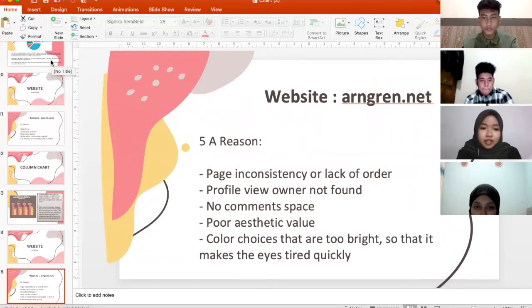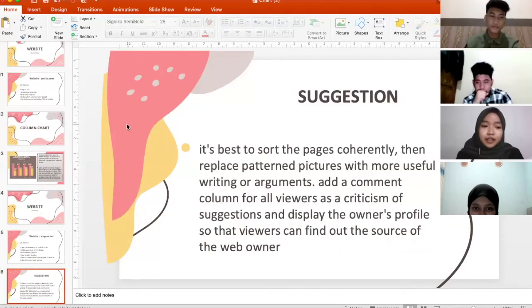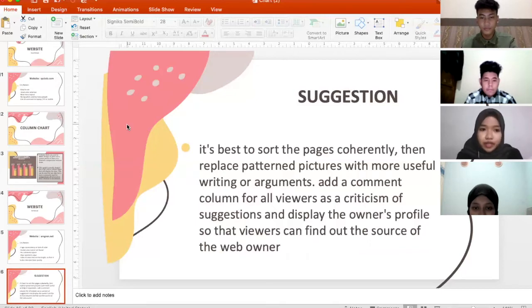The website is argent.net. Five reasons. The page is increasingly out of order. Profile view, owner not found. No comment space. For aesthetic value, the color choices make the eyes tired quickly. Suggestion: it is best to arrange the page coherently, then replace patterned pictures with more useful writing or arguments. Add a comment column for all viewers as critique and suggestions, and display the owner profile so that viewers can find out the source of the web owner.